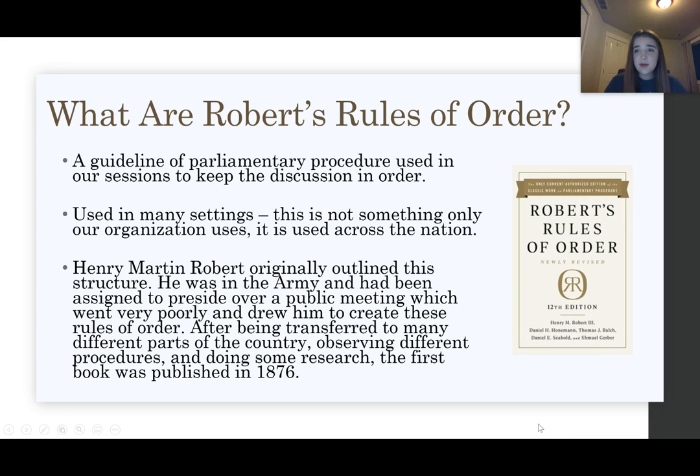This next part is just for fun. You certainly don't need to know it for the meeting, but it was originally outlined by Henry Martin Robert. He was in the Army and he was asked to oversee a public meeting, and it went very badly. Afterwards, he swore he would never oversee a meeting again unless there was a set of rules outlined, and so he observed other sessions across the country as he transferred around for his job and did some research through reading, and eventually published the first edition of this book in 1876. And there are now 12 editions. So the Roberts Rules of Order has quite a lengthy history and has been around for quite a while.